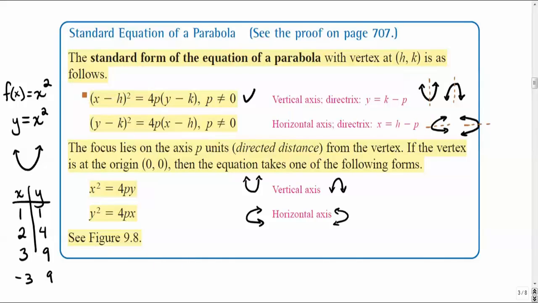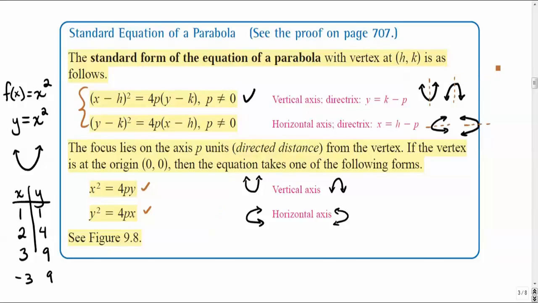So we're going to look at these two different forms. That's when the vertex is anywhere, h comma k. And we'll also step back and make it a little easier when the vertex is at the center of our graph, the origin, if you will. Then they take on these much simpler forms because the h and the k sort of disappear.